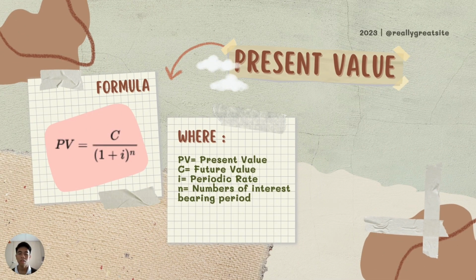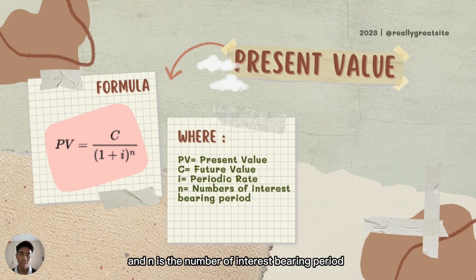Assalamualaikum warahmatullahi wabarakatuh. My name is Muhammad Firdaus. Today, I want to explain about present value. The formula for present value is PV equals C over (1 plus i) to the power of n, where PV is the present value, C is the future value, i is the periodic rate, and n is the number of interest-bearing periods.